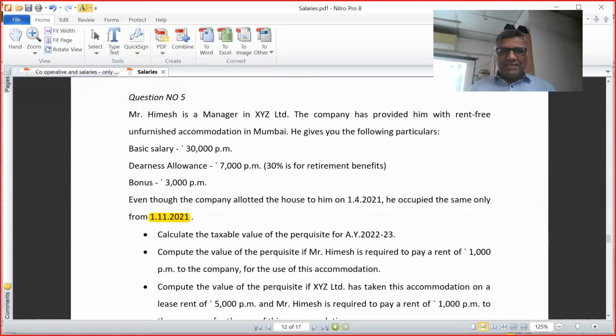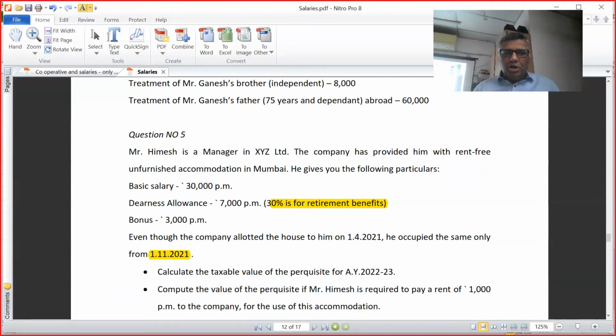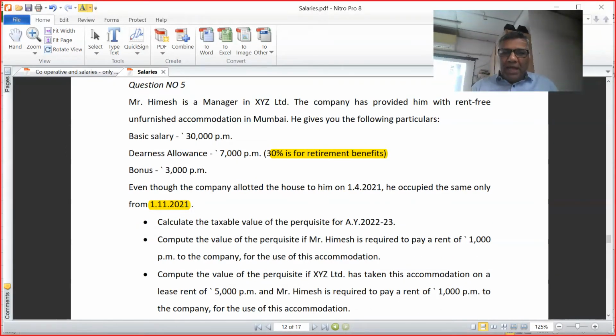Actually, friends, we started doing this question. Mr. Himesh is a manager of a company. The company has provided him rent-free accommodation, basic salary, dearness allowance. You should only take 30% for RFA computation, bonus 3,000. Even though the house was allotted from 1st April, he occupied it from 1st November. Only from 1st November we should.